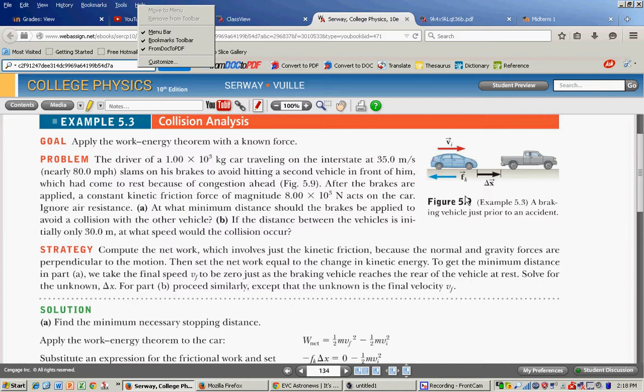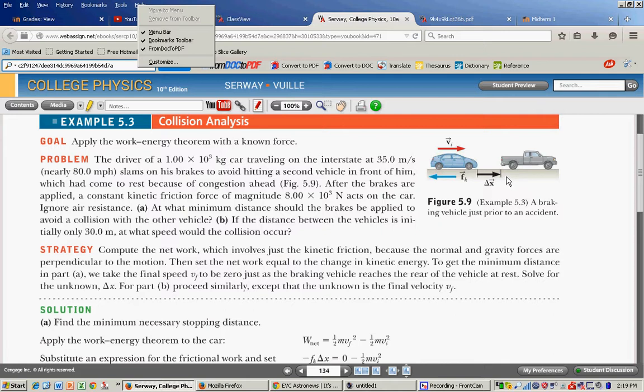Remember, kinetic friction is a force that arises by virtue of the contact between two surfaces. Since the surfaces are not smooth at the atomic level, you always have interaction, so there is some resistance that prevents motion from going freely. So the car moves to the right, and there is a force applied to the left. So, at what minimal distance should the brakes be applied to avoid collision with the other vehicle?